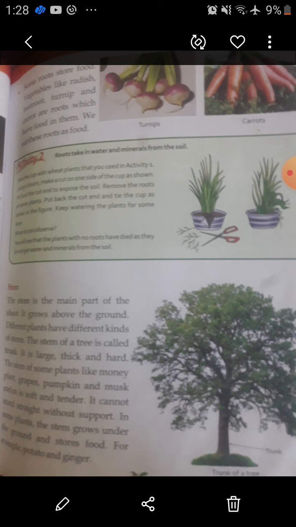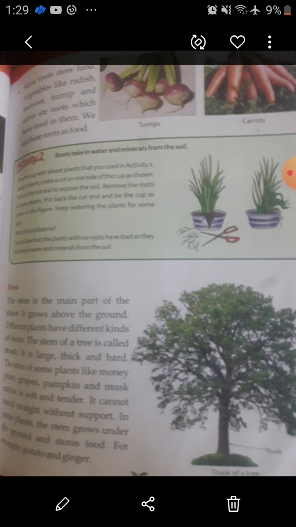Stem, as all of you know, is a part of the shoot. Before that, you also studied that plants have two main parts, root and shoot. The underground part of a plant is called root, and the part of the plant above the soil is called shoot. So stem is a part of shoot, because shoot has the stem, leaves, branches, fruits, buds, and flowers. Out of them, stem is one part of the shoot.